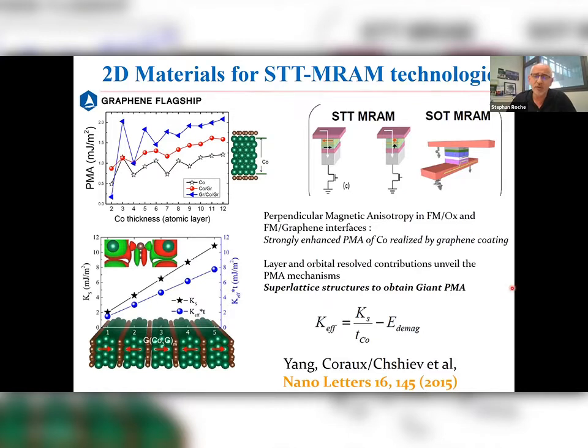Early on, the group of Chef in Grenoble, together with colleagues at CNRS, demonstrated that when you coat magnetic materials with graphene, you have a very important gain beyond preserving the property of the interface, avoiding oxidation. You will also increase considerably the PMA, the perpendicular magnetic anisotropy. And this is an important figure of merit for STT-MRAM technologies.